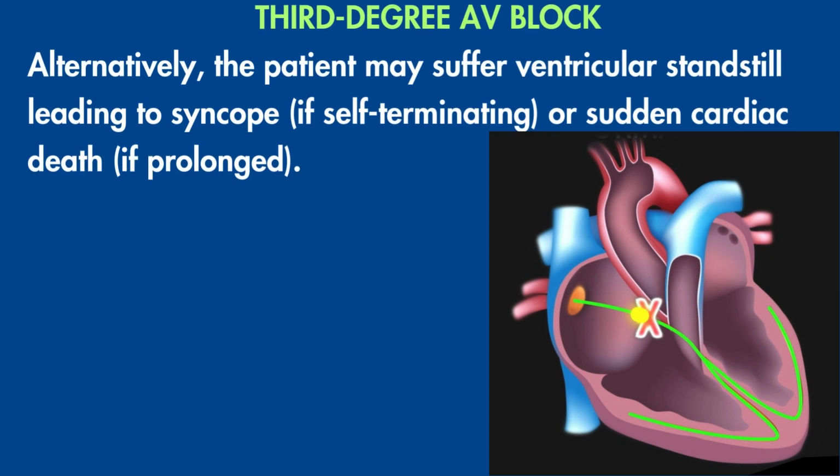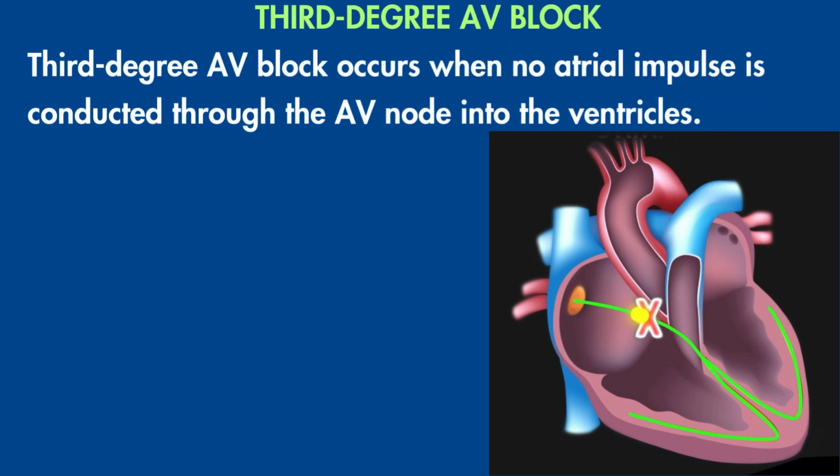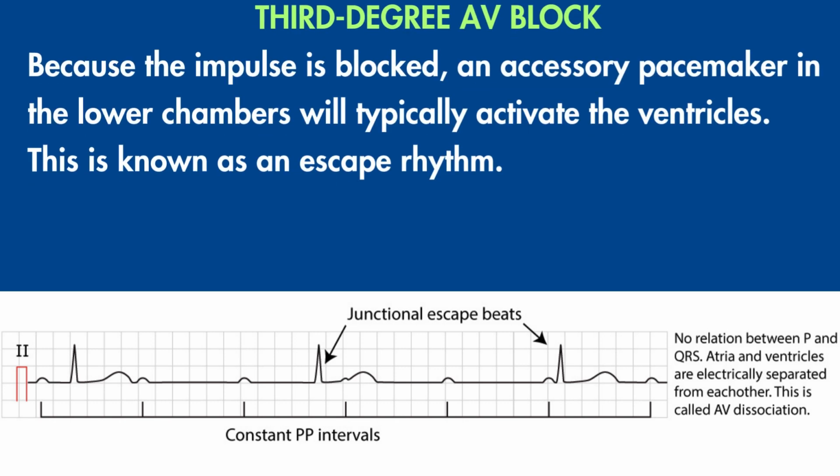Alternatively, the patient may suffer ventricular standstill, leading to syncope if it is self-terminating, or sudden cardiac death if it is prolonged. Third-degree AV block occurs when no atrial impulse is conducted through the AV node into the ventricles. Because the impulse is blocked, an accessory pacemaker in the lower chamber will typically activate the ventricles. This is known as the escape rhythm. Since the accessory pacemaker also activates independently of the impulse generated at the SA node, two independent rhythms can be noted on the electrocardiogram.